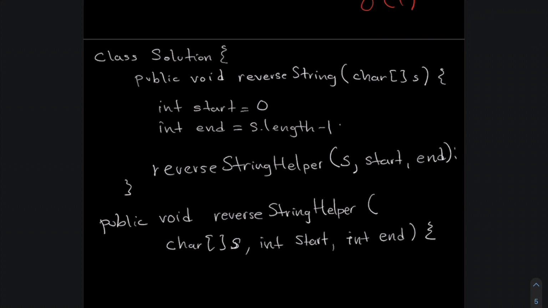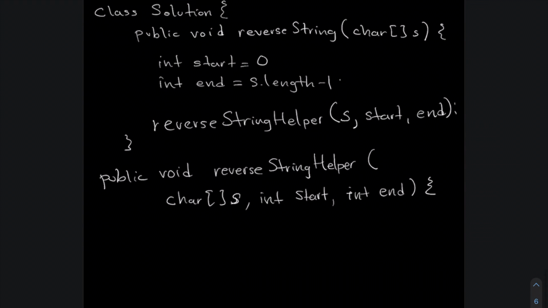What we do inside of this is going to be very similar to our previous iterative solution. The first thing we want to write down is our base case. Our base case here is going to say start is greater than or equal to end, and we're just going to return. Before, in the iterative solution, we were checking to make sure that our start is always less than end. Here, we want to stop our method from running when start is greater than or equal to end.